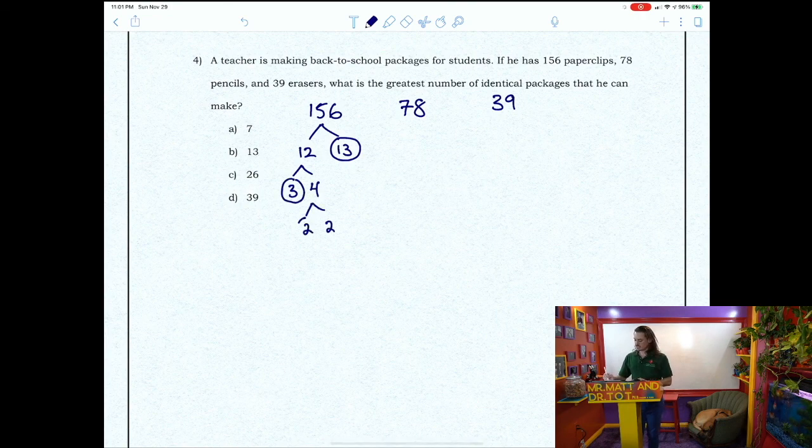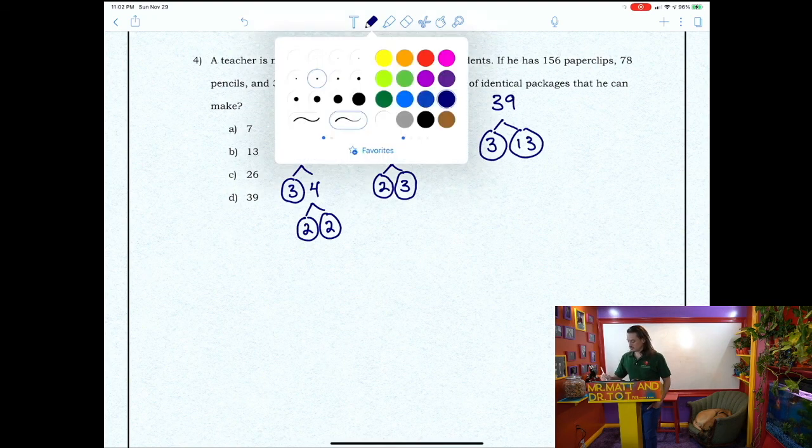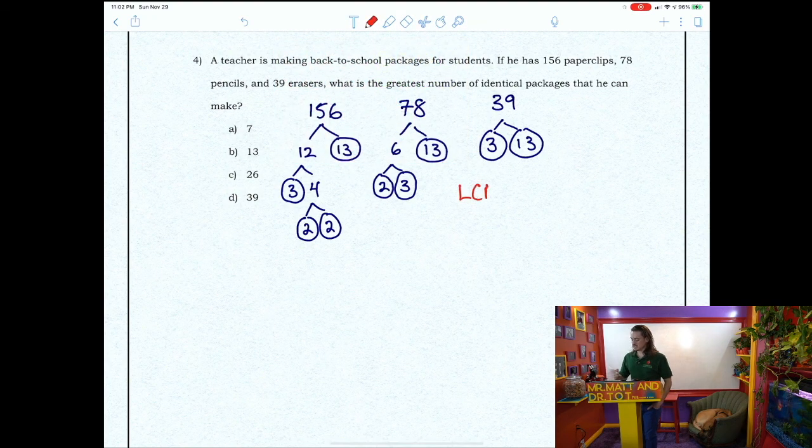78 breaks down into 6 times 13, and 6 breaks down into 2 times 3. And 39 will break down into 3 times 13, both of which are prime. So solving for the LCM here, we're going to take each factor, the most number of times that occurs in any one, we're solving for the GCF here, not the LCM. So we're going to take each factor, the least number of times it occurs in any one factorization.